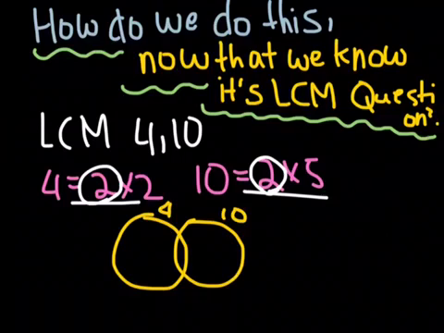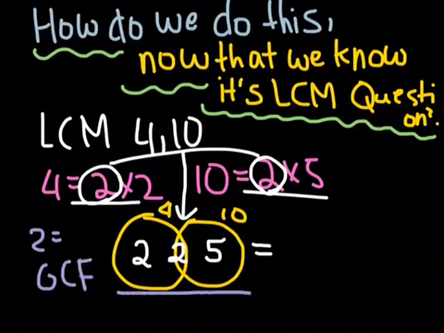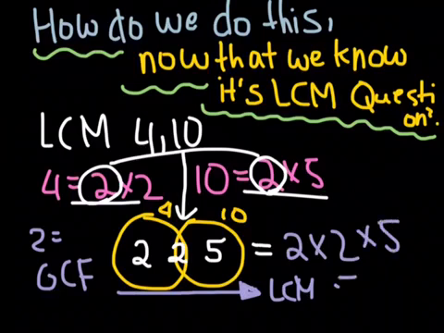Since we have 2 in both of these, we write 2 in the middle. And then I've already had 2 in there, so I write the other ones, 2 and 5. And then 2 would be the GCF, the greatest common factor. And this all multiplied would be the LCM, which is 2 times 2 times 5, which is 20. See, that is so easy.